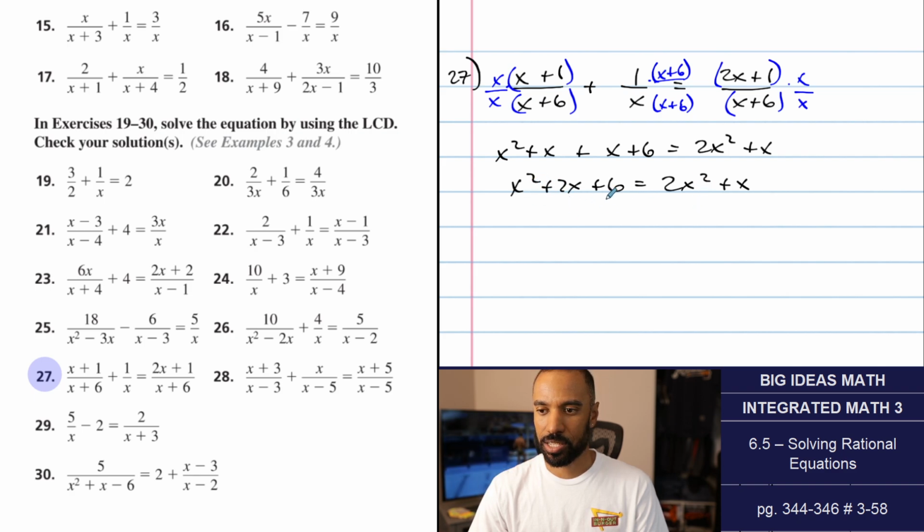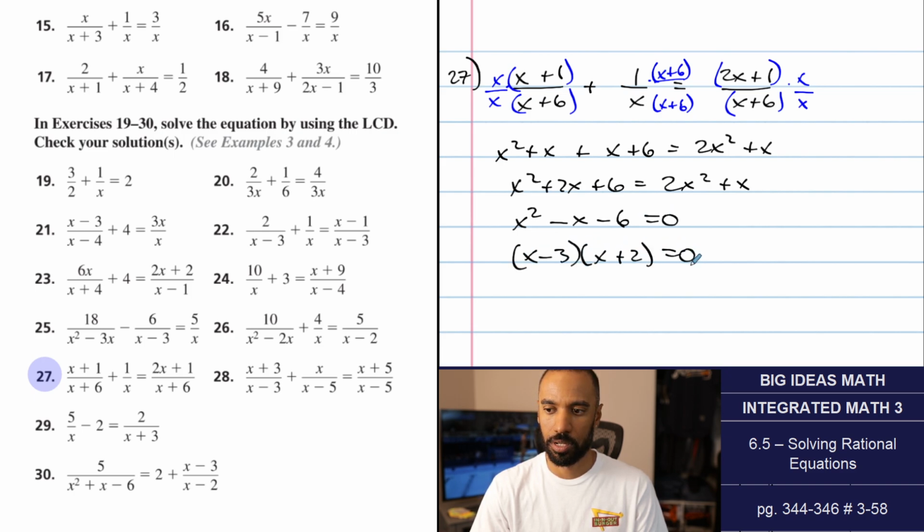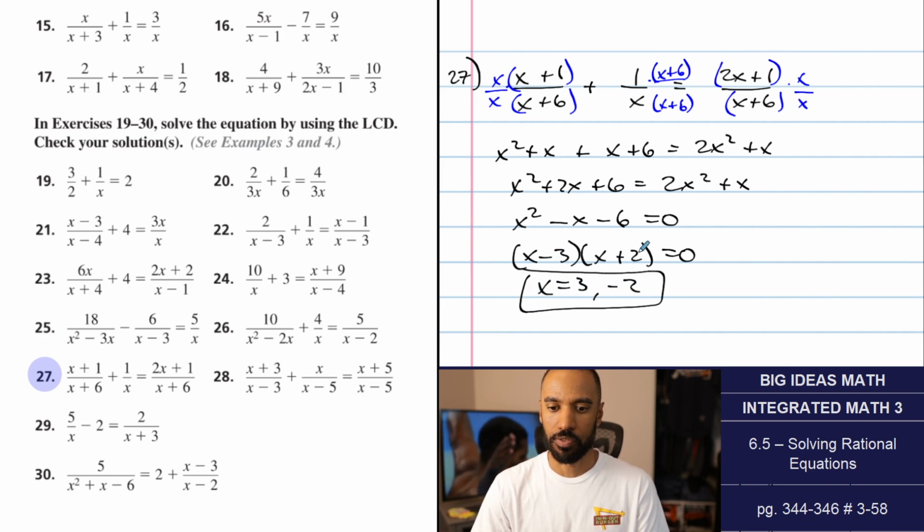I'm going to subtract these guys over here. I get x squared minus x minus 6 equals 0. And this factors: x minus 3, x plus 2. So x equals 3 and negative 2, which are allowed as far as answers go.